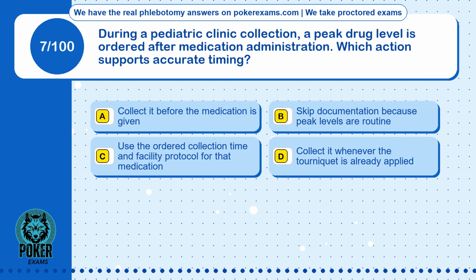Question 7. During a pediatric clinic collection, a peak drug level is ordered after medication administration. Which action supports accurate timing? Option A, collect it before the medication is given. Option B, skip documentation because peak levels are routine. Option C, use the ordered collection time and facility protocol for that medication. Option D, collect it whenever the tourniquet is already applied.